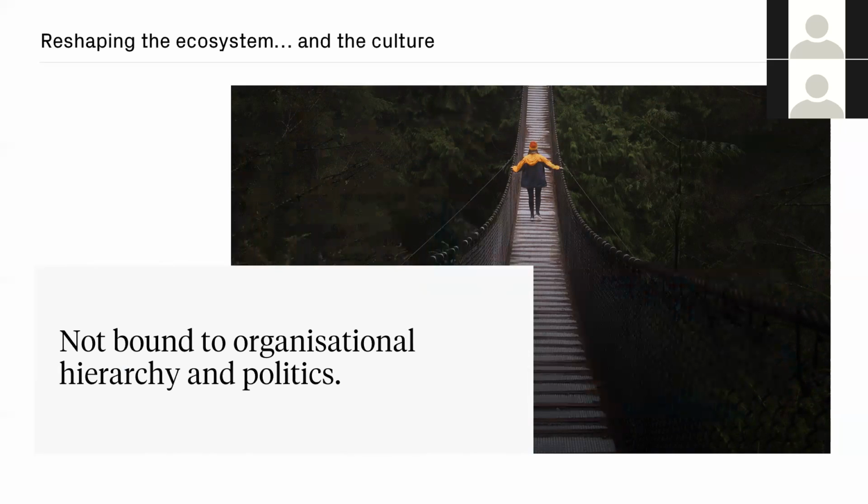As an external agency, we aren't tied to your organizational hierarchy or politics. We can build bridges between departments. We can speak to stakeholders with more frankness. We can act as evangelists without the perception that we have a conflict of interest.